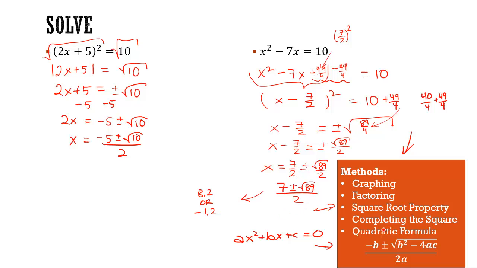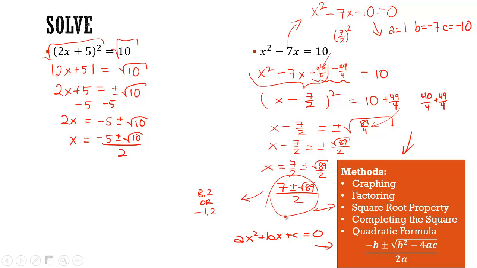Notice that in this case, because this equation could have been rewritten as x squared minus 7x minus 10 equals 0, it would be pretty easy also to use the quadratic formula. So you would input a equal 1, b equal negative 7, and c equal negative 10 into your formula. So try that out and see if you get the same answer. The formula actually does the exact same thing that this is doing because the formula is made based on the completing the square process, which is this process here.